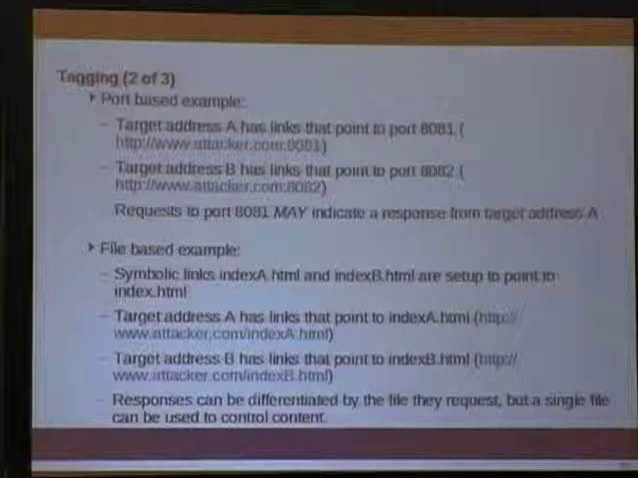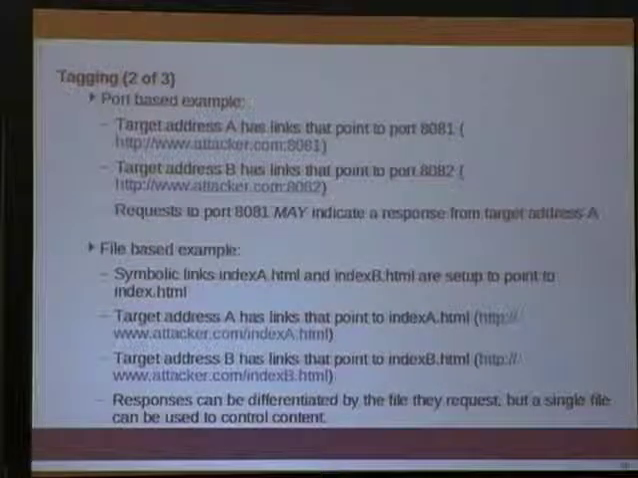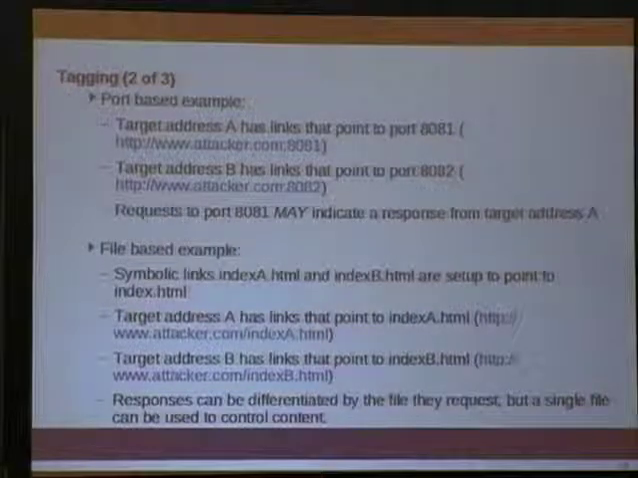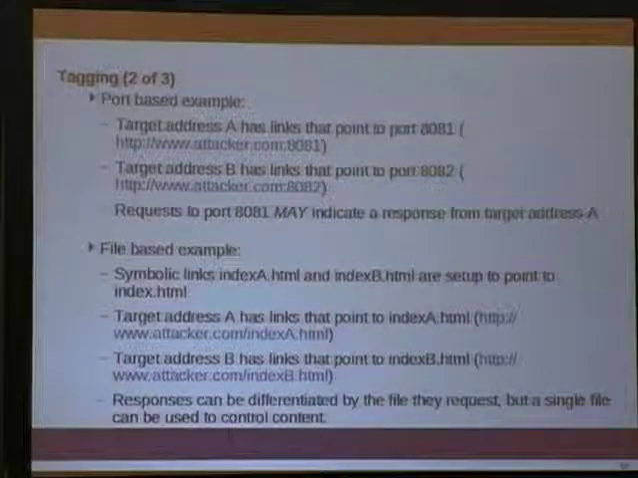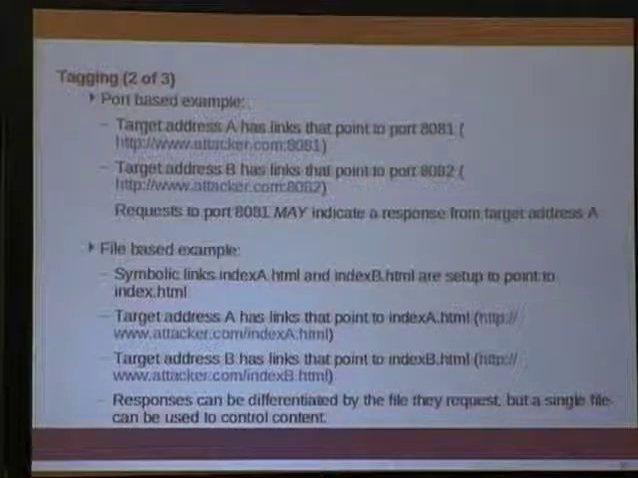So if you look at a port-based example, I send an email off to A, and the link that we have in it points to port 8081 on my web server. I send an email off to B, and I point it to 8082. When I get a request on my web server for 8081, I can distinguish between A and B. Ideally, this probably isn't the best method to use because if someone runs a port scanner on you, you're going to get a lot of false responses.